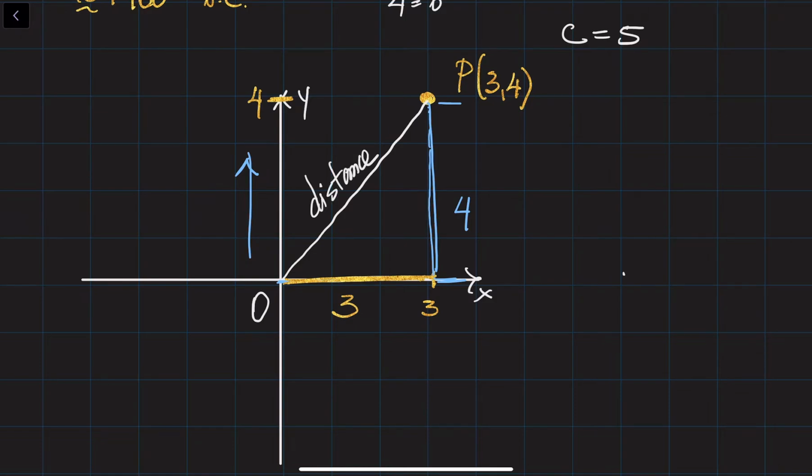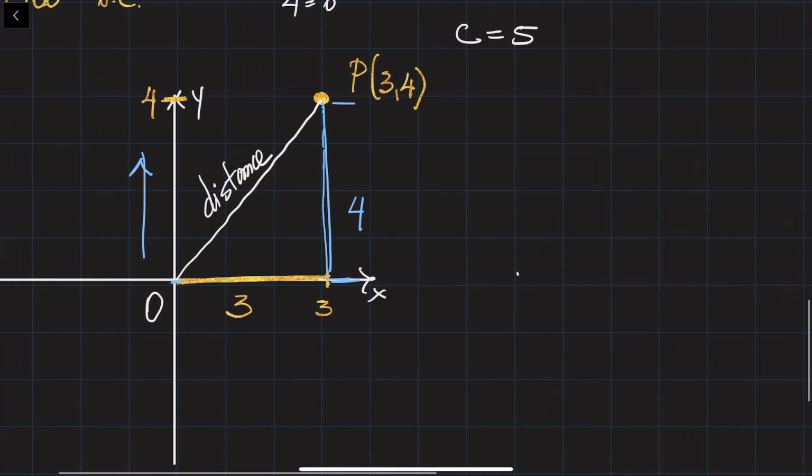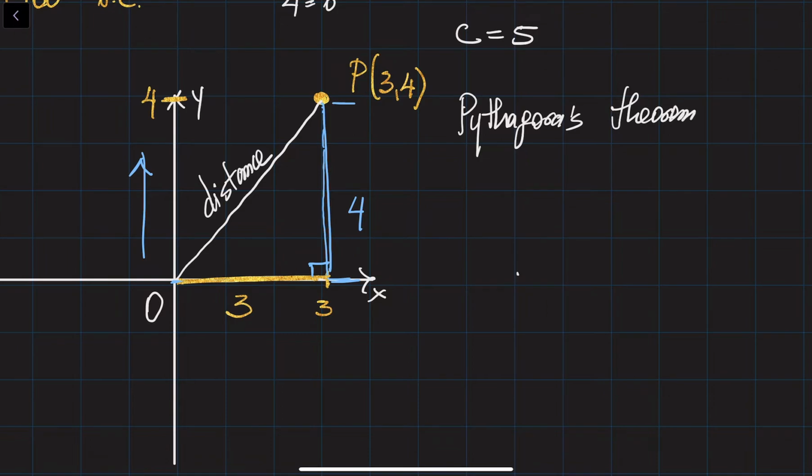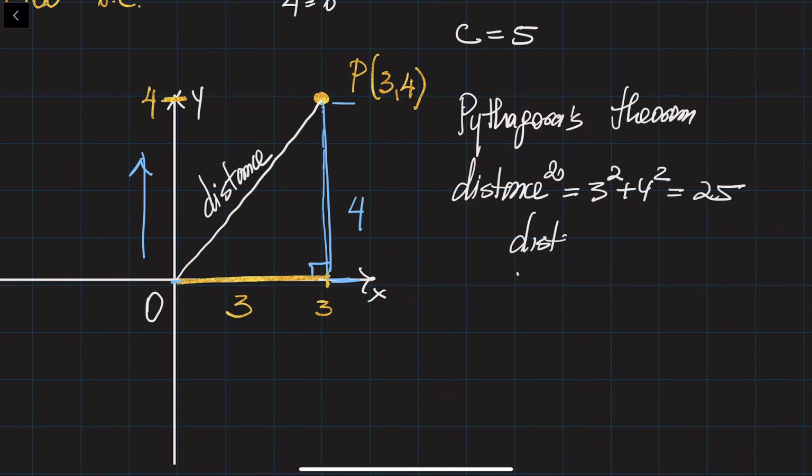So the Pythagoras theorem tells you that if you've got a triangle with the right angle, then you can find the third side just using the lengths of the other two sides. So let us write this. The Pythagoras theorem tells you that this distance squared is going to be equal to 3 squared plus 4 squared, which is going to be equal to 25. So that is why the distance is going to be equal to 5.